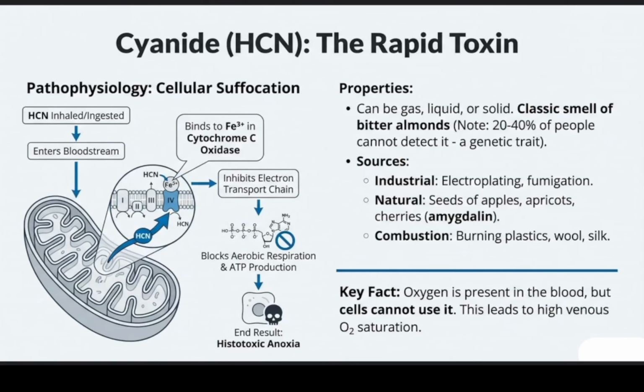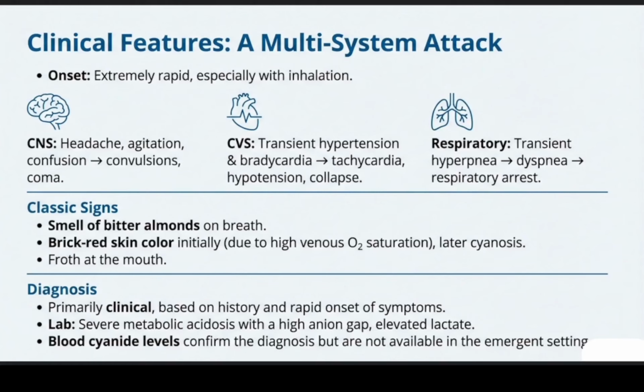Next one, whatever clinical features there are in cyanide, it is going to be extremely rapid, especially with inhalation. So there is going to be headache, agitation, confusion, convulsions, coma. Then in the heart, there is going to be transient hypertension and bradycardia, tachycardia, hypotension, collapse. All these are going to be there, plus transient hyperpnea and dyspnea, leading to respiratory arrest. This is going to be there in cyanide poisoning.